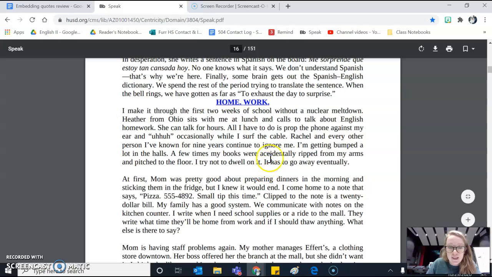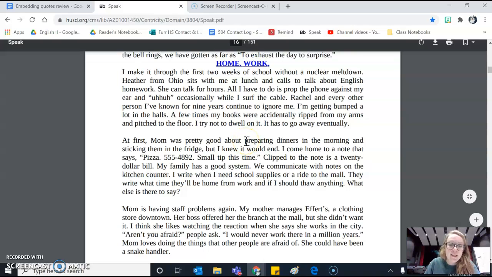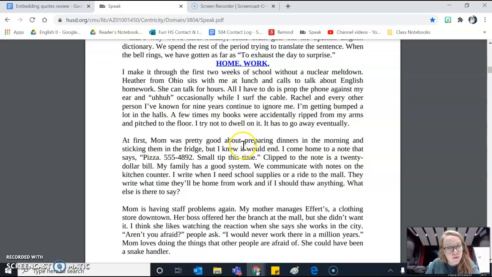On page 16, where she first is describing it, she says, at first, Mom was pretty good at preparing dinners in the morning and sticking them in the fridge, but I knew it would end. Skip a couple of sentences. We communicate with notes on the kitchen counter. I write when I need school supplies or rides to the mall. They write what time they'll be home from work and if I should thaw anything. What else is there to say? So their family doesn't communicate. They're not really big into family things.